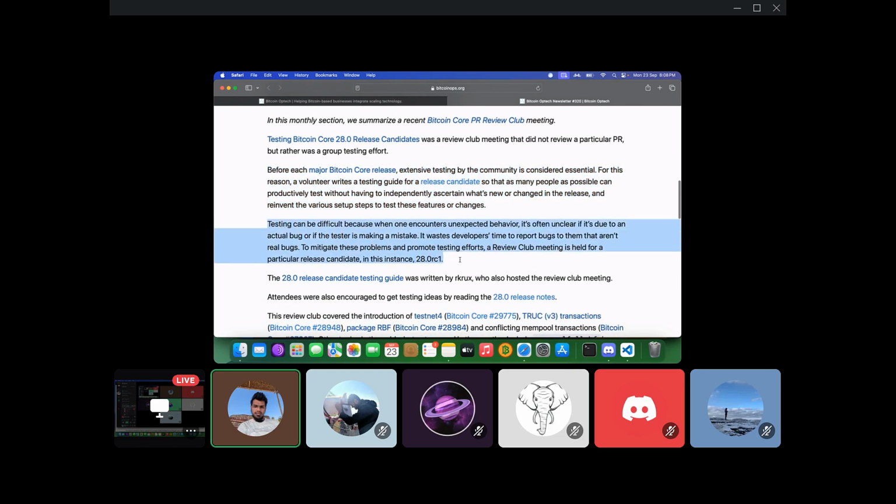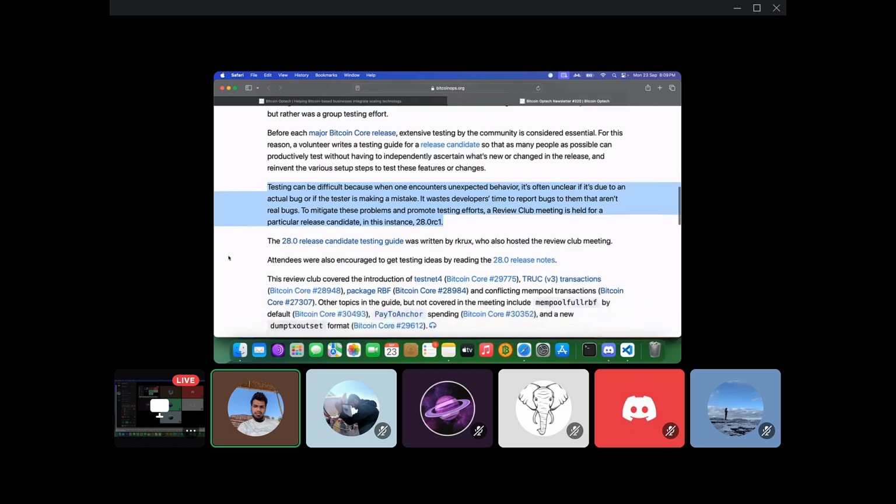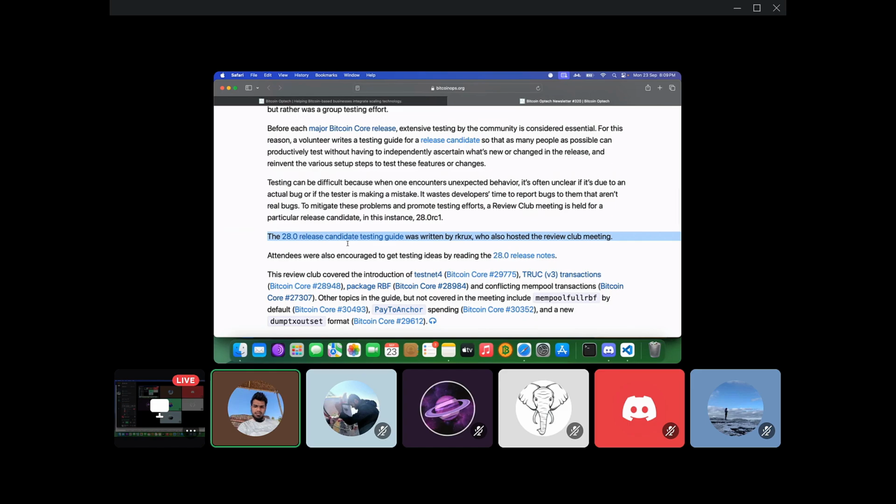Testing can be difficult because when one encounters unexpected behavior, it's often unclear if it's due to an actual bug or if the tester is making a mistake. Very true. It wastes developers' time to report bugs to them that aren't real bugs. To mitigate these problems and promote testing efforts, a review club meeting is held for a particular release candidate, in this instance 28.0 RC1. The 28.0 release candidate testing guide was written by Arprox, who also hosted the review club meeting. Attendees were also encouraged to get testing ideas by reading the 28.0 release notes.